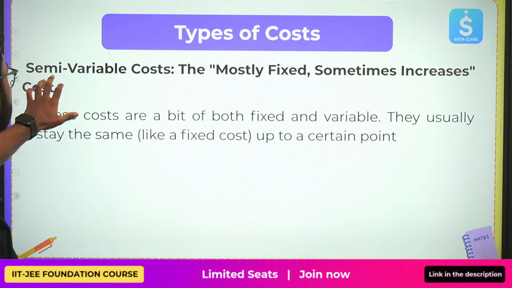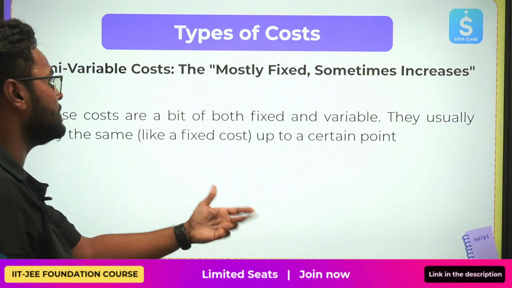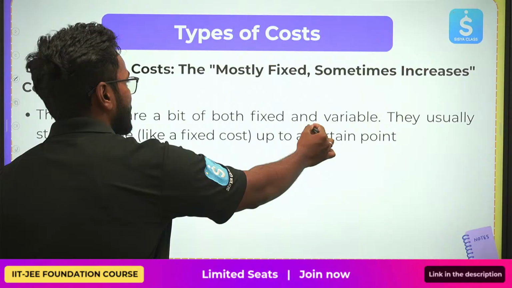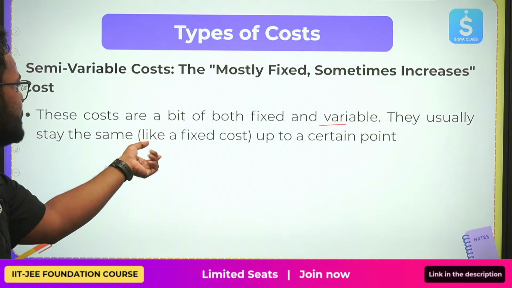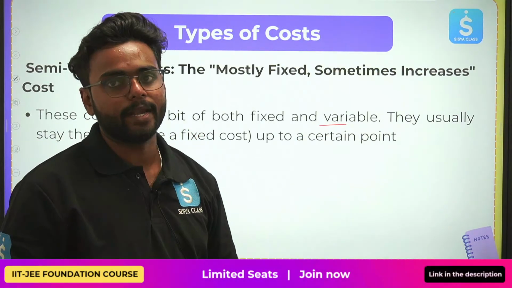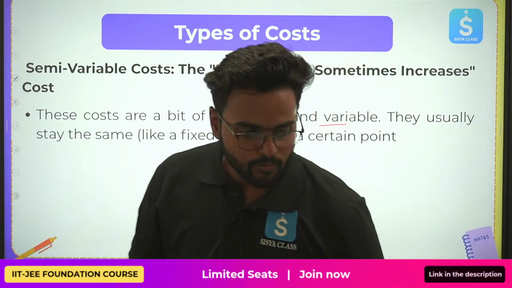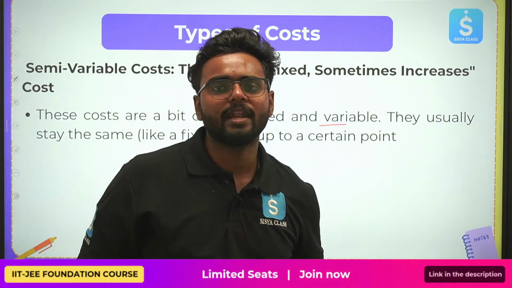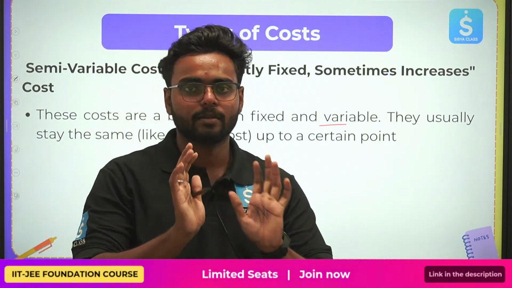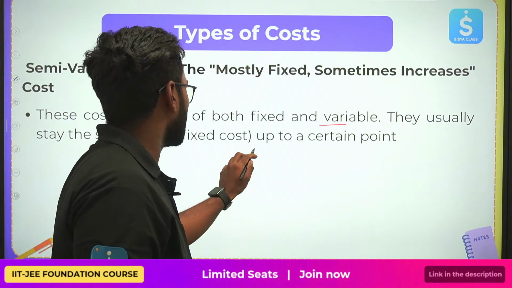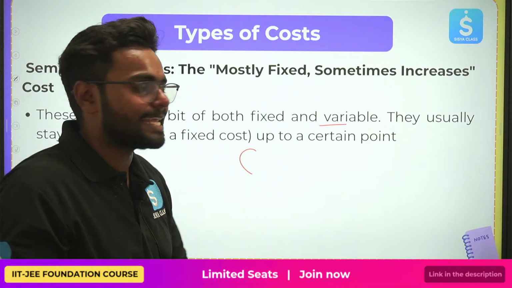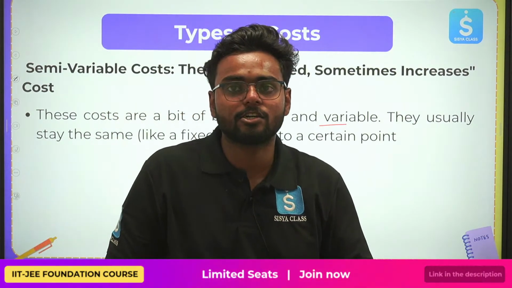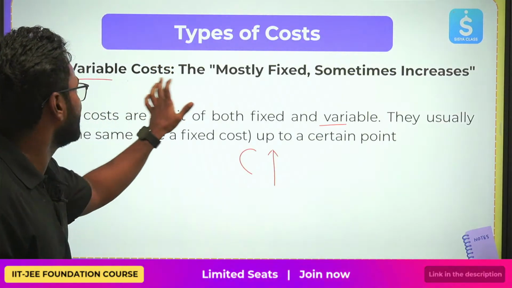Now let us see semi-variable cost, or mostly fixed, sometimes increasing. These are a type of both fixed and variable. They usually stay the same like a fixed cost up to a certain point. Let us talk about this. So we all have electricity in our home, right? The board provides us with a certain amount of power. Now when this threshold increases, you would be charged more. That is a type of semi-variable cost.